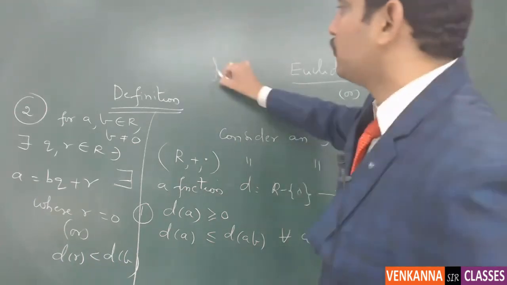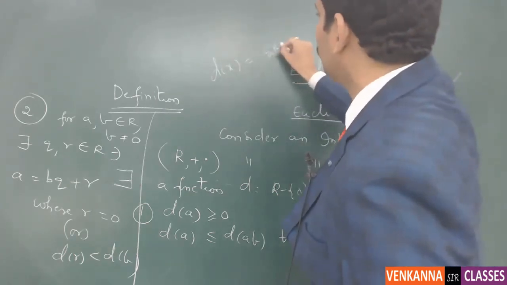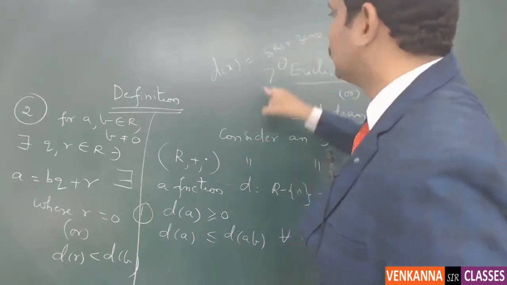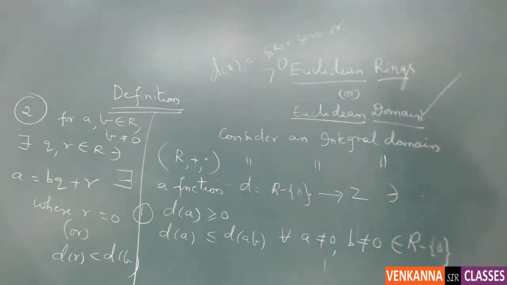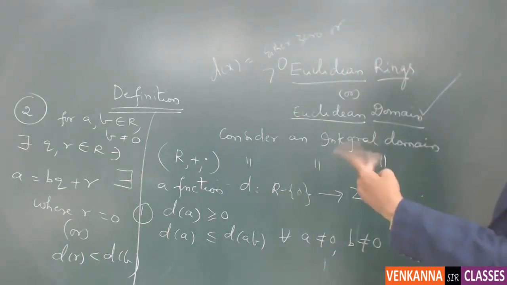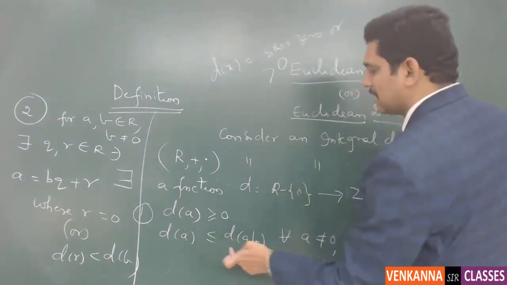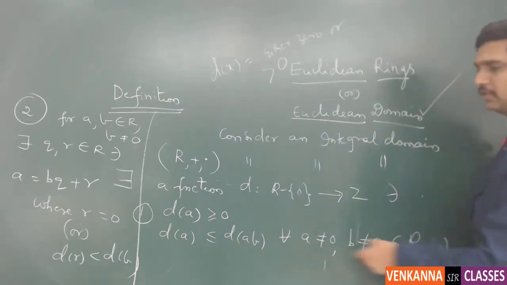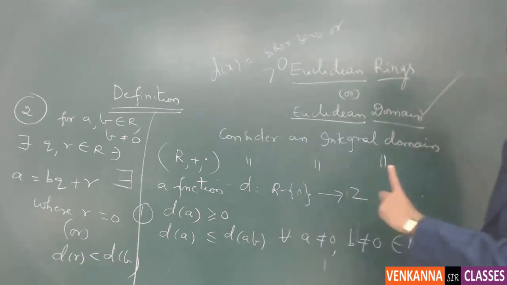So if you calculate d of x, it is either 0 or greater than 0. You will not get a negative integer as a result. And if you take two non-zero values, d of a is always less than or equal to d of ab. So if the two values are not equal to 0, then d of a is less than or equal to d of ab. This is the first condition.